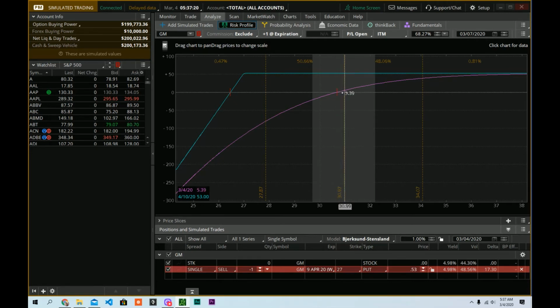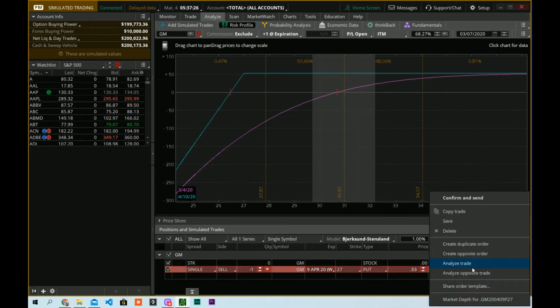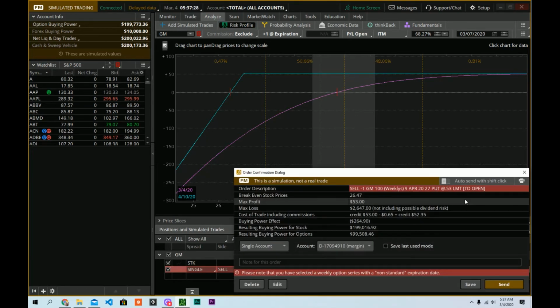Okay, so we're going to route this trade by right-clicking on it, choose Confirm and Send, and we can see here that the max profit is the credit that we've received, 53 cents times 100, right? So $53. The max loss is $2,647.